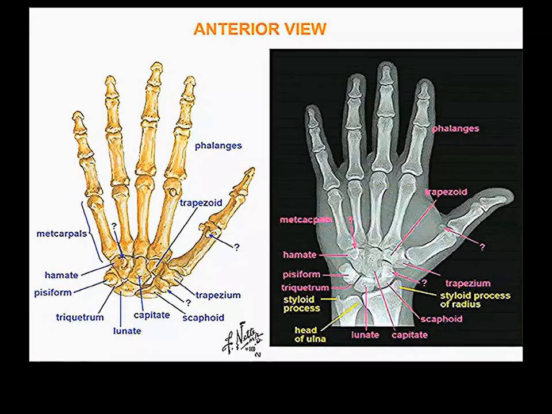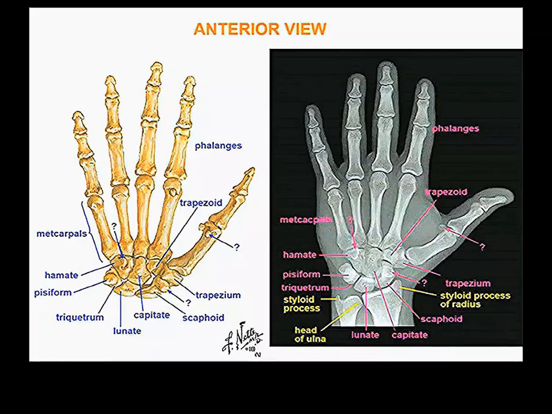This thing here on the hamate, what's that called? Yeah, the hook or hamulus of the hamate, and you can usually see it on a plain film. The distal end of the scaphoid usually looks thicker than the rest of it because that's where the tubercle of the scaphoid lies.